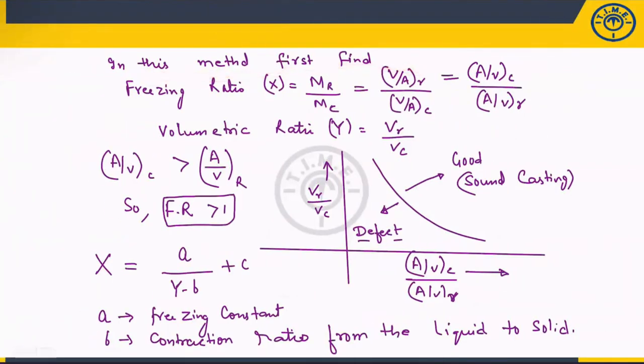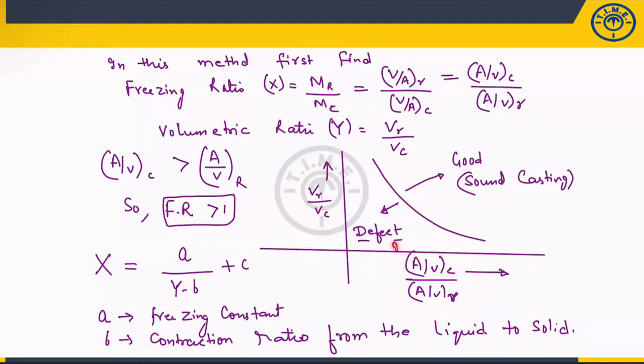So the Keynes method means there will be a graph between two axes. The y-axis we are representing with the volumetric ratio, the volume of riser to the volume of casting. Freezing ratio can be denoted with the modulus of riser to the modulus of casting. You know that modulus means the V by A ratio of riser to the V by A ratio of casting. If you take the reciprocal, you will get A by V of casting to A by V of riser. And what is this? Cooling characteristics. That means if they have given this kind of graph, the y-axis will be volume of riser to volume of casting, and the x-axis will be the freezing ratio.